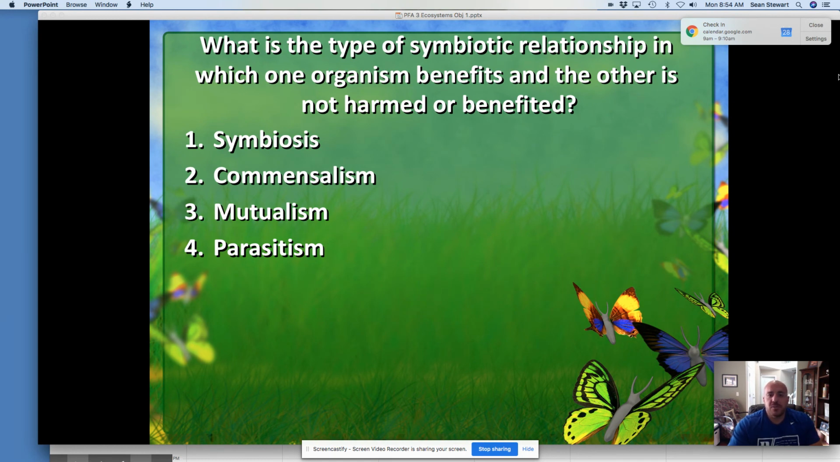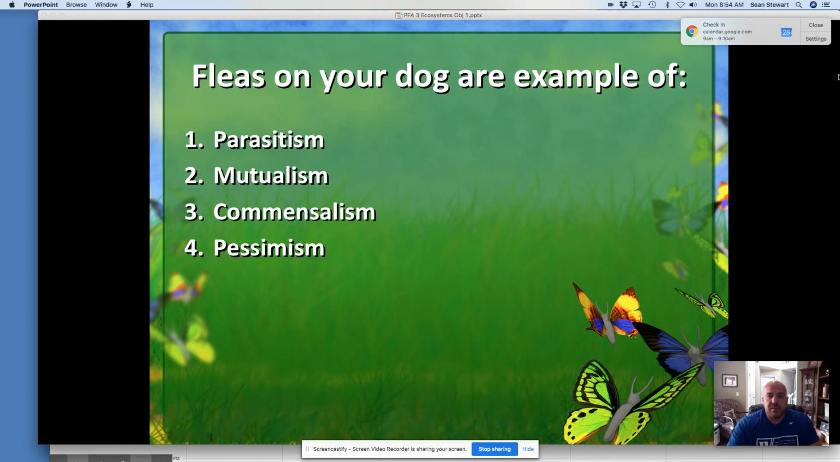So practice, which type of symbiotic relationship is it when one benefits and the other gets nothing good or bad? That is commensalism, if you remember. Fleas on your dog. Well, your dog is hurt, the fleas benefit, so that's parasitism.